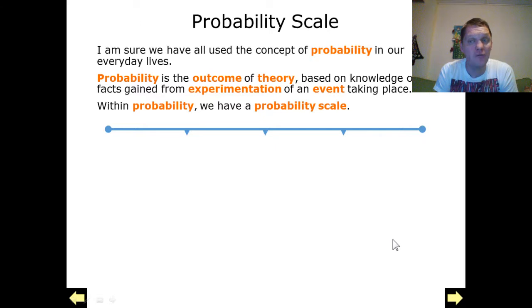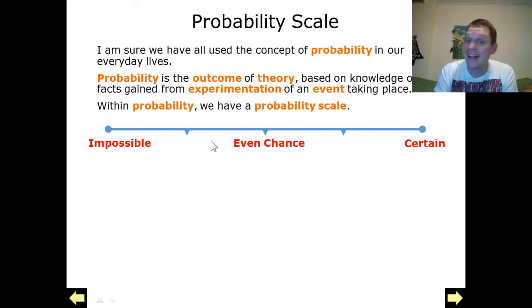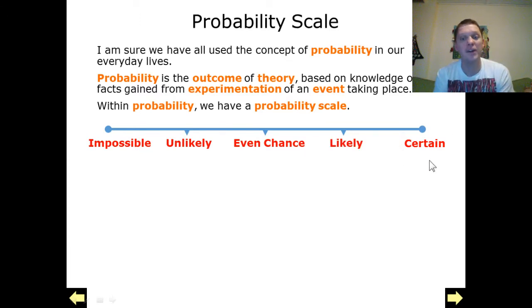And our scale in description terms goes from impossible to certain. So something that's impossible is, my name is Bill, which is certainly impossible. And the certainty is, my name is Gary, which is a certainty. In between there, we've got a 50-50 chance of something happening, which is an even chance. So an even chance may be a flip of the coin landing on heads, because there's two possible outcomes. In between impossible and even chance, we've got unlikely. And in between even chance and certain, we've got likely.